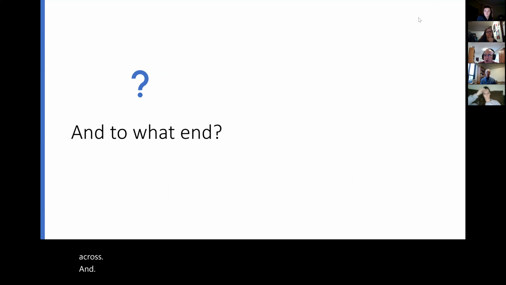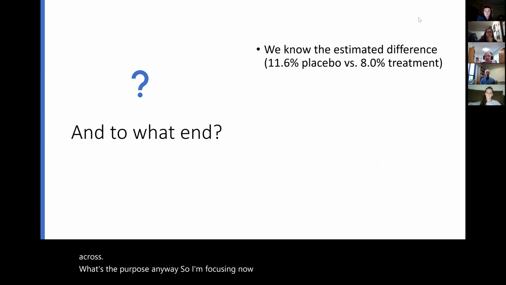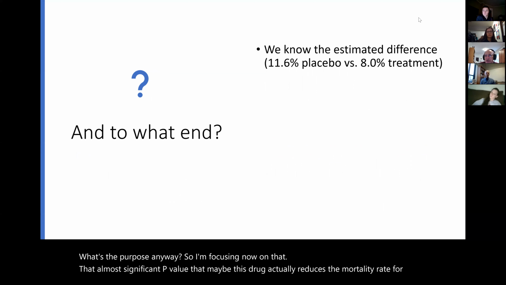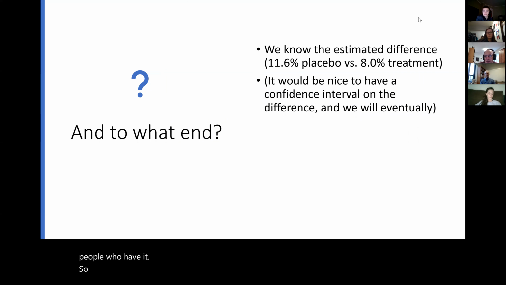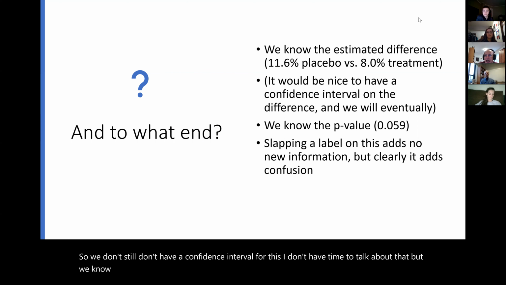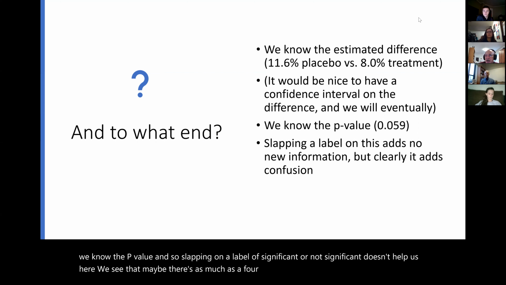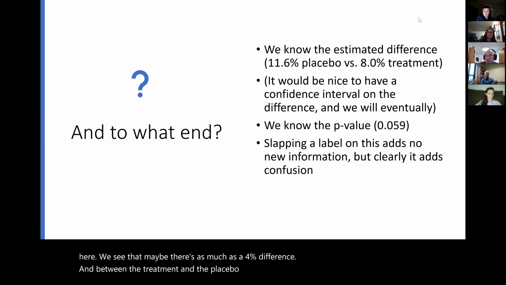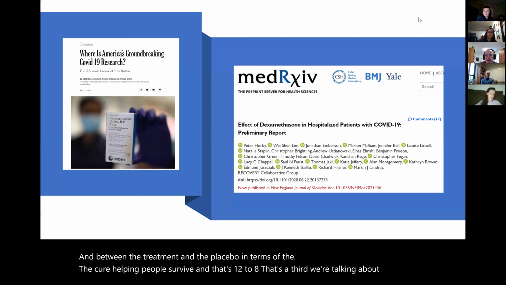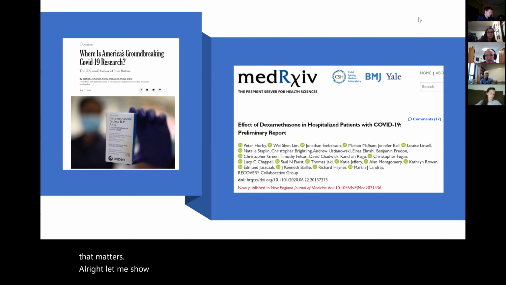And what's the purpose anyway? I'm focusing now on that almost significant p-value, that maybe this drug actually reduces the mortality rate for sick people who have it. We still don't have a confidence interval for this. I don't have time to talk about that, but we know the p-value. And so slapping on a label of significant or not significant doesn't help us here. We see that maybe there's as much as a 4% difference between the treatment and the placebo in terms of helping people survive. That's 12% to 8%. That's a third we're talking about there. That matters.